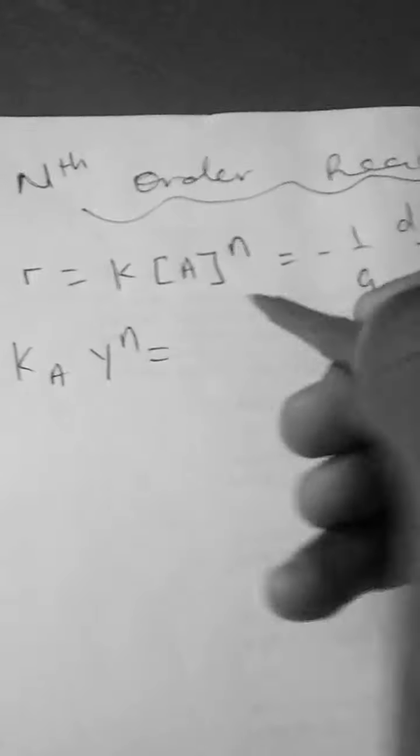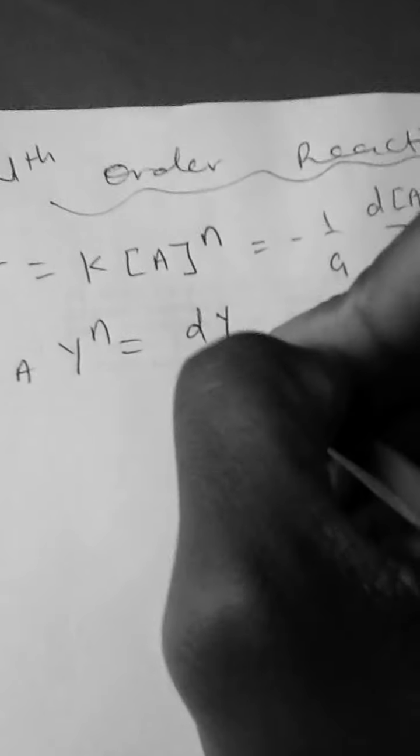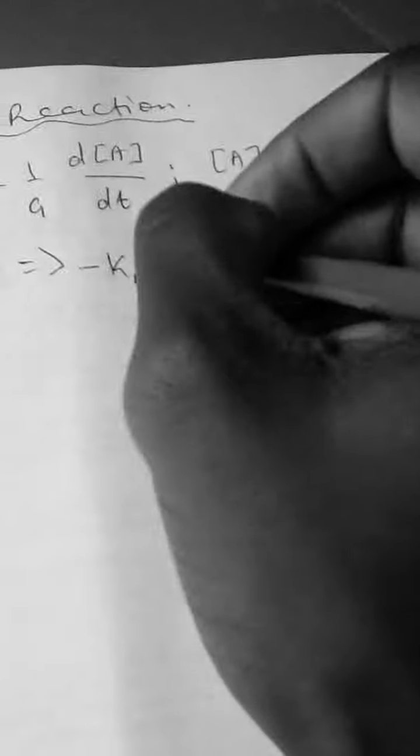So again, this becomes the same basic steps: minus k_A y^n equals dy over dt. Now you bring this equation over here, and you bring the dt over there. Separate the differential equation: dt equals y^(-n) dy.